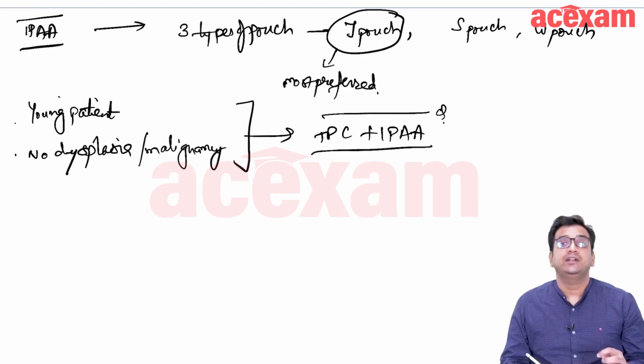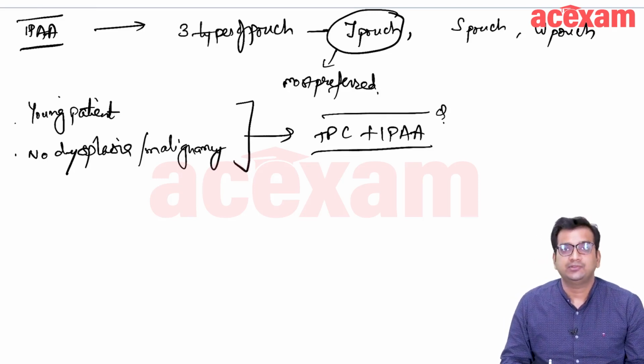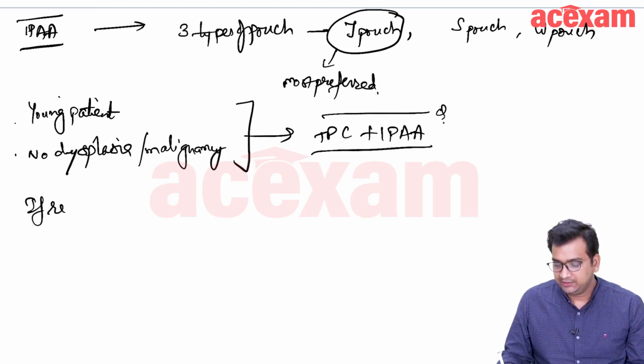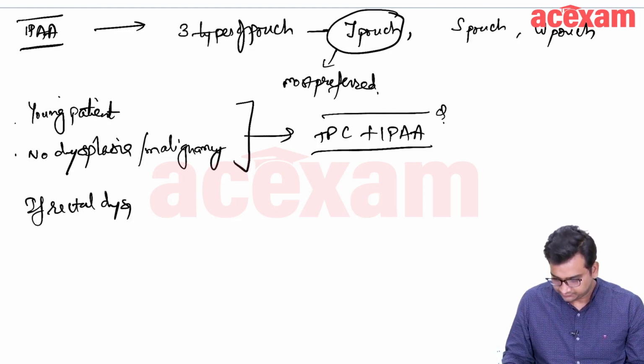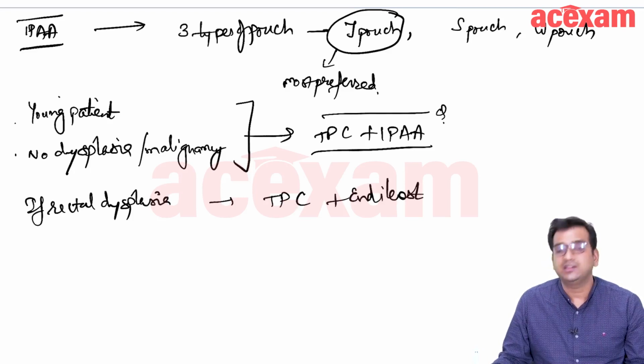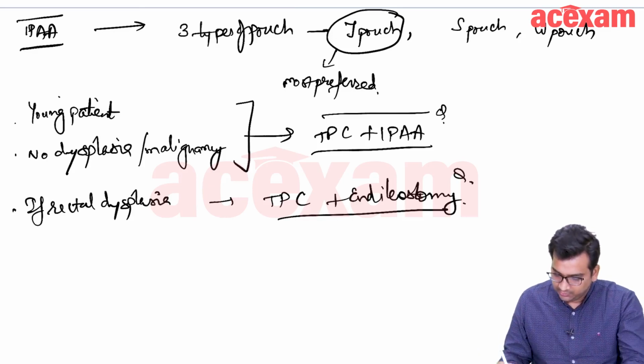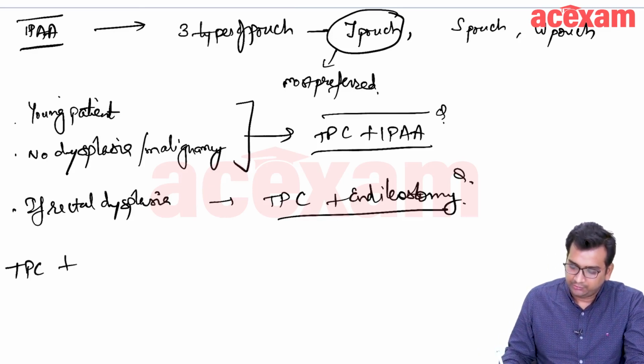Okay, in presence of rectal dysplasias, we generally don't do ileal pouch anal anastomosis. If there is rectal dysplasia, we generally prefer total proctocolectomy with end ileostomy. Either a rectal dysplasia or a malignancy, we generally don't perform ileal pouch anal anastomosis. Okay. Now we have performed a total proctocolectomy with ileal pouch anal anastomosis.